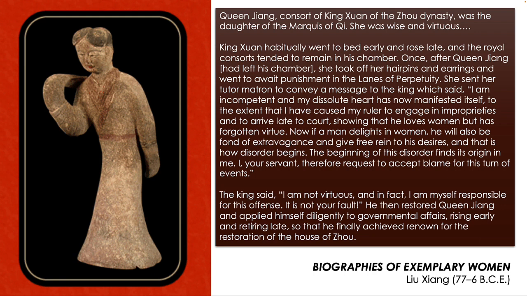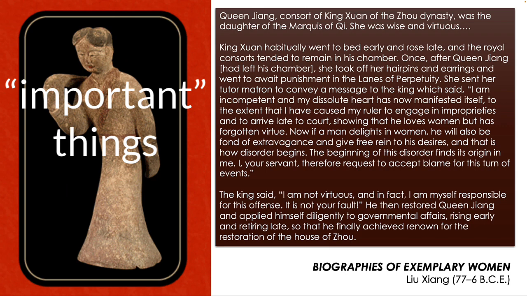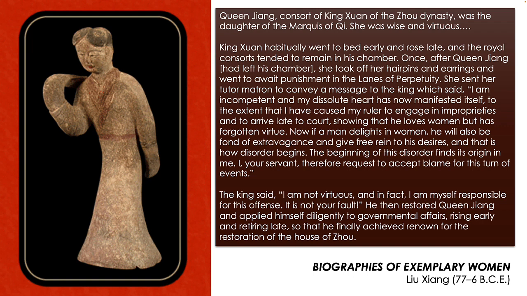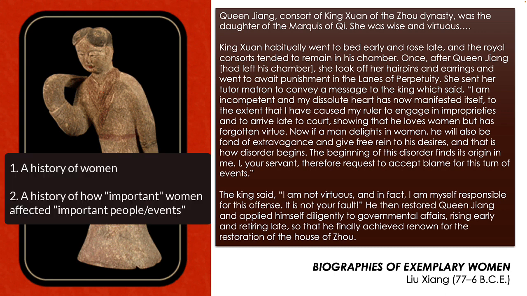Okay, what's the story about? Well, Liu Xiang has lots of stories like this. The whole work, in a way, is a kind of book of moral tales. But the idea here is that he's focusing on a woman, Queen Jiang, and her impact on important, quote unquote important people, important events, important things in Chinese society. Here, her impact is on King Xuan, who was apparently acting in ways that were not becoming to a political ruler. But the queen here does this rope-a-dope with him, where she blames herself for his problems and uses this as a way to convince him to shape up and get things together. Liu Xiang's narrative is a history of women. It's a history of how women have impacted political life.